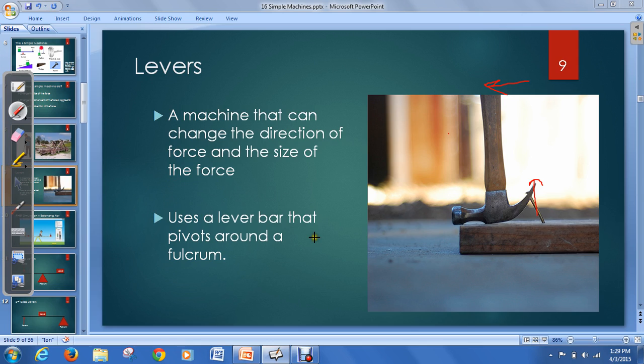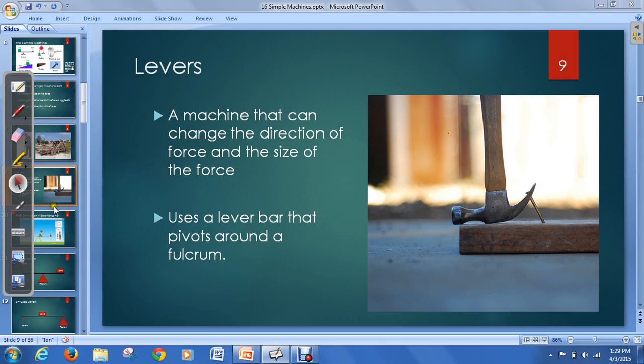And then every lever has two parts. It has a bar, and it has a fulcrum, a point at which it balances, or pivots around. In this case, the fulcrum would actually be the hammer head right here. That's the point which it pivots about. Any type of lever is going to have those two things, but again, it's just for changing the direction and the size of the force, okay?